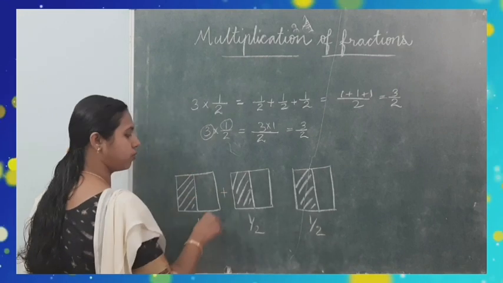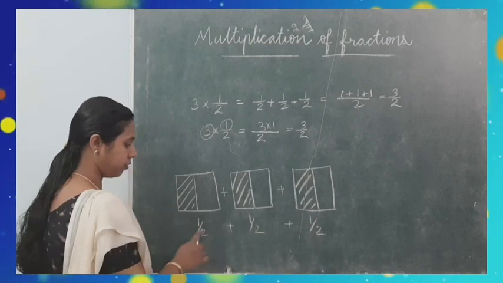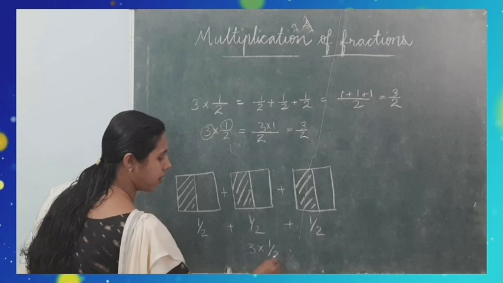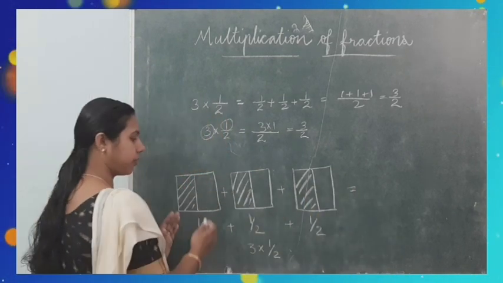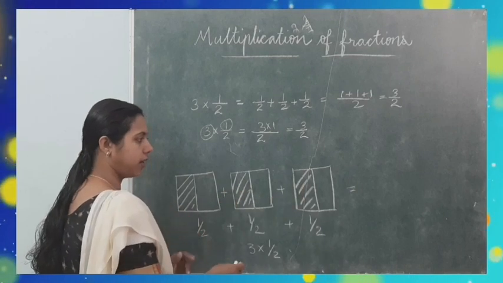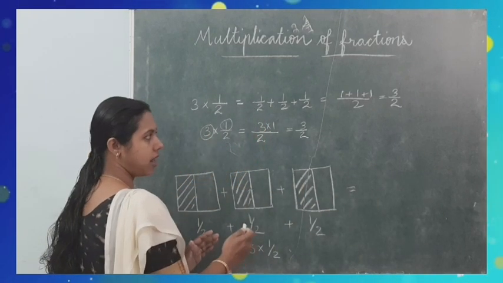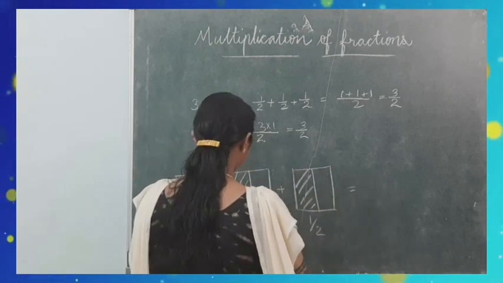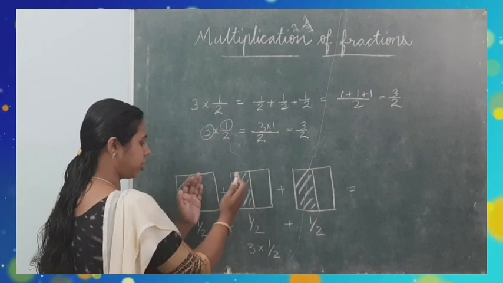So 1 by 2 plus 1 by 2 plus 1 by 2 is 3 times 1 by 2, that is 3 into 1 by 2. When you compare these 3 figures, how many will you get?